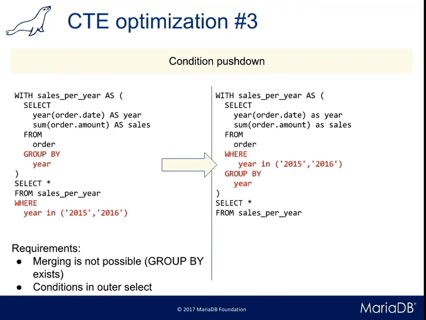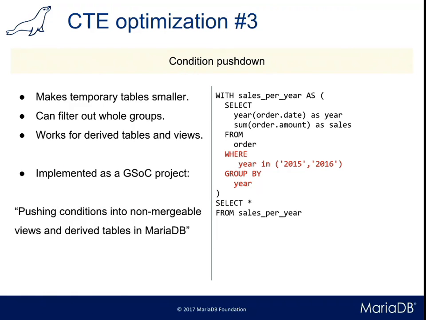So we move the condition from the outer query into the CTE. So this is called condition pushdown. Looking at the text, it's actually moving up, but it's pushed down into the CTE. And this makes things go faster because you are storing less data in the temporary table. You're basically filtering out all that's not interesting in the CTE and getting only the interesting data.